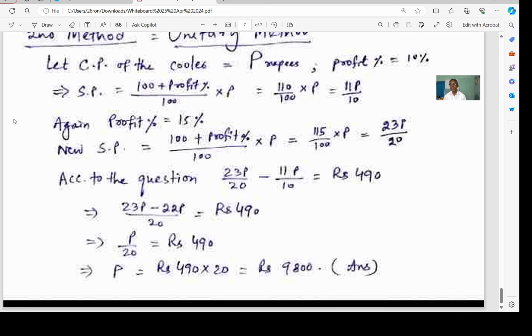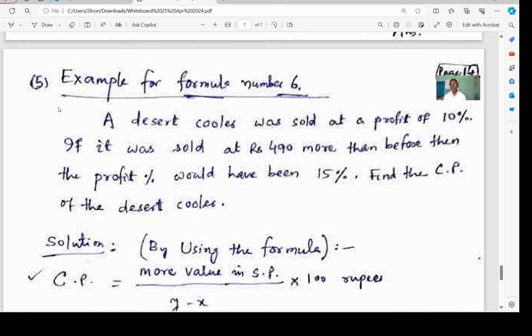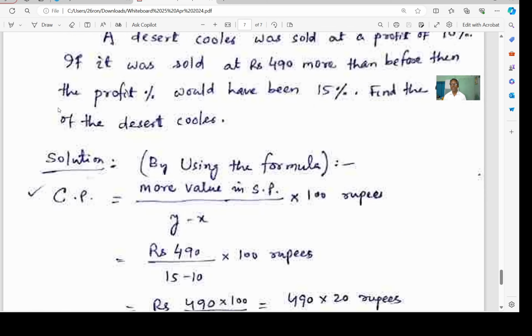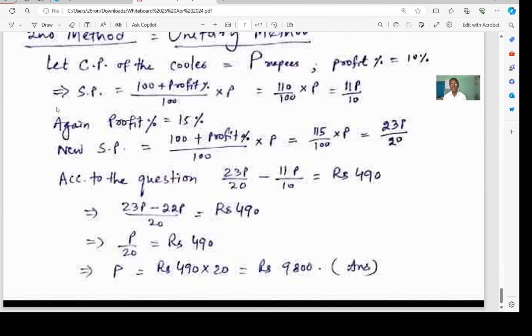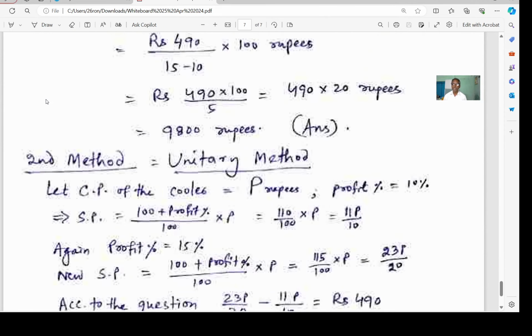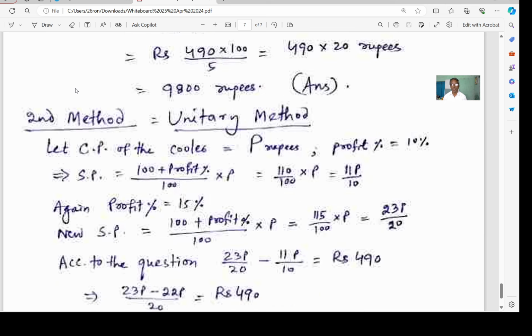Example 7 for formula 7 is not given. You can understand it because example 5 is clearly understood, and example 7 is just the negative of that.